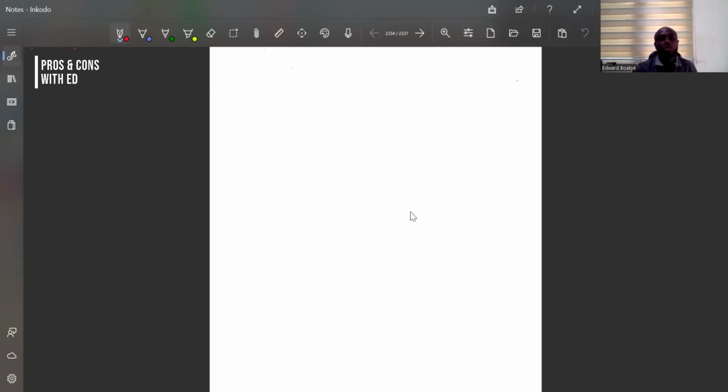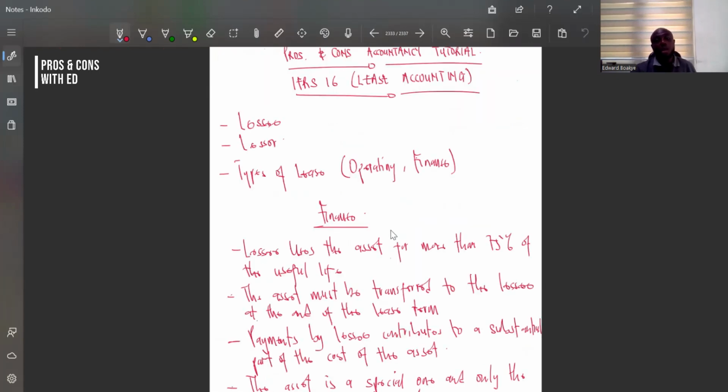All right. So today, our focus was on IFRS 16, which is lease accounting. We've talked about what lease actually means, and we said lease is a contract that gives the right of use of an underlying asset to a lessee, right? In exchange for what? A consideration.